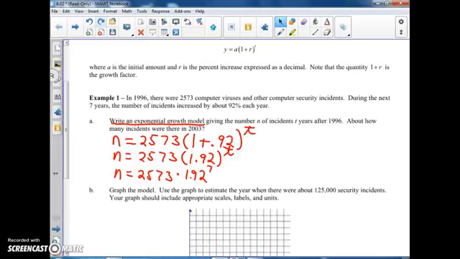Now what you're going to do is put that in the calculator. 2573 times 1.92 to the caret 7 power. Press enter, and then you tell me how many incidents you get. Now you can't have part of an incident, so you're going to round up. So what do you get? 247... 485. You got it. There you go. And you've done the first problem.